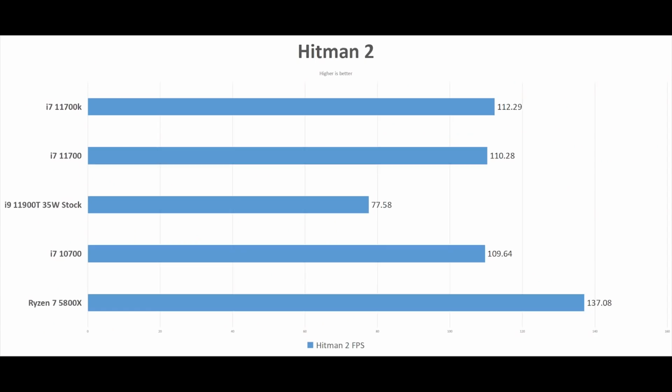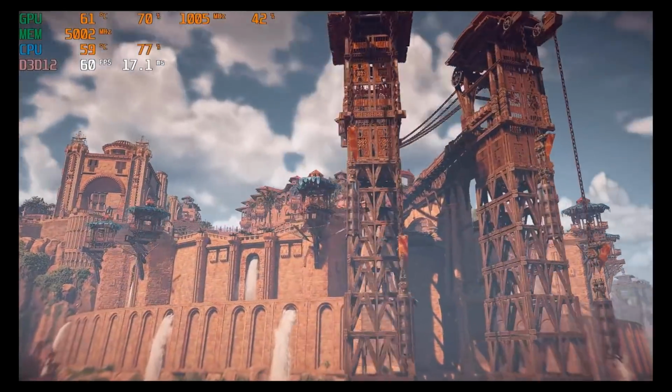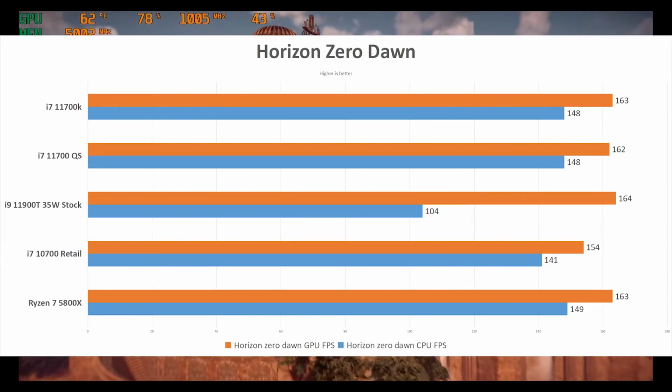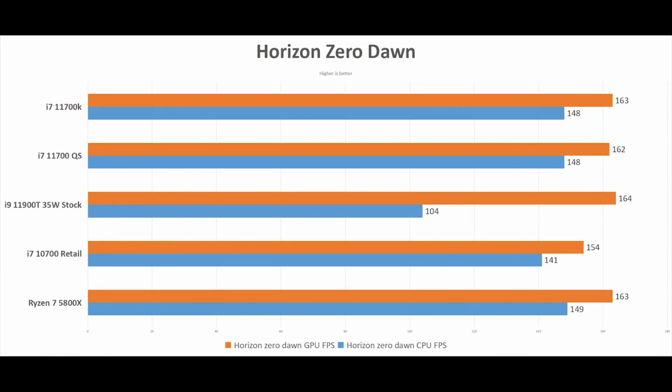In Hitman 2, it is about 2 FPS faster than a non-K version, and the 5800X is pulling way ahead in this game. In Horizon Zero Dawn, the trend continues. However, this time, it's a tie between Rocket Lake and the 5800X.